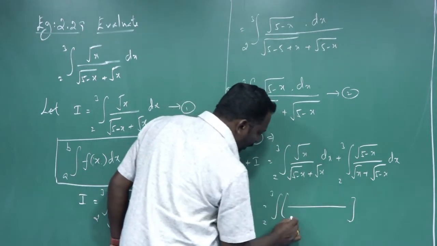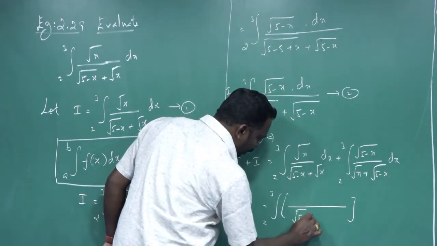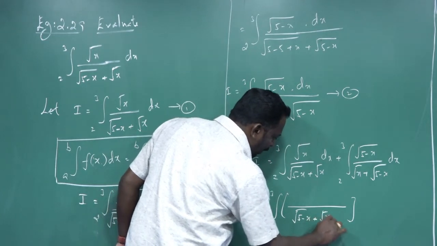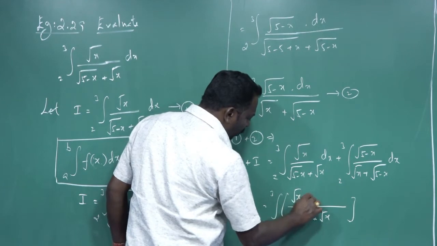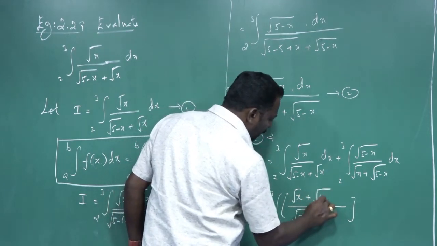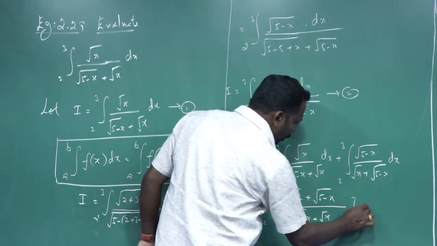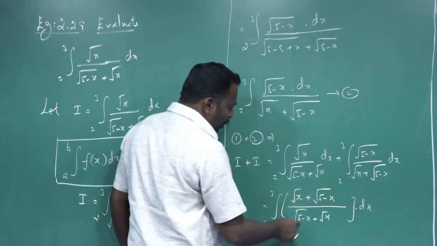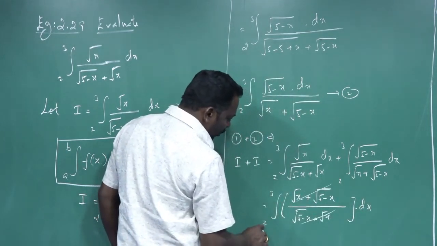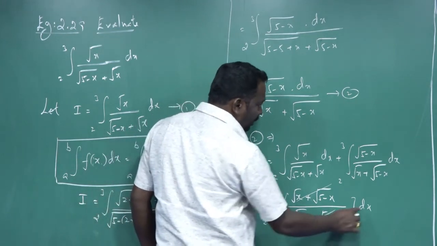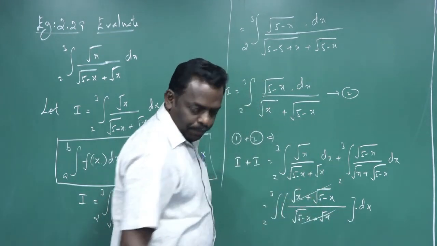Take the common denominator, which is root 5 minus x plus root x. Adding the numerators, we get root 5 minus x plus root x, into dx. Both are the same term, so they cancel, and what remains is the integration from 2 to 3 of dx.